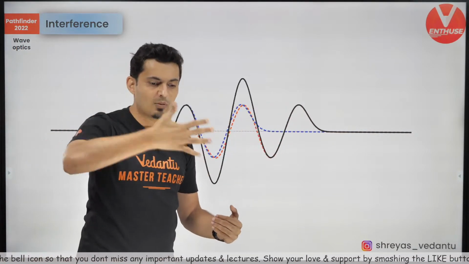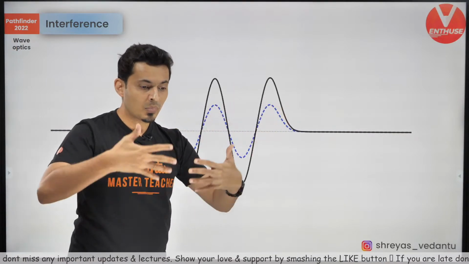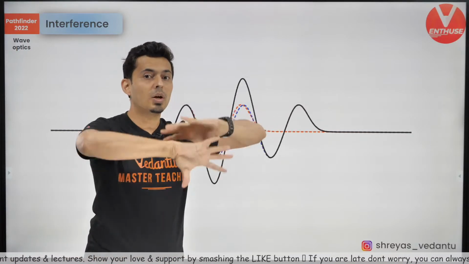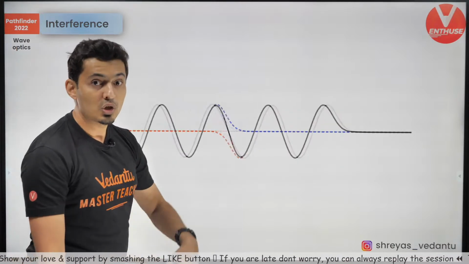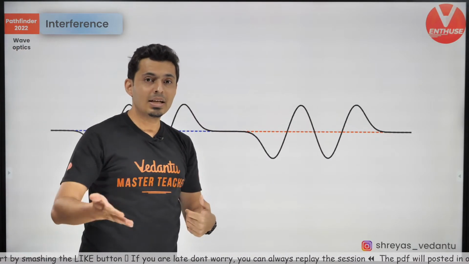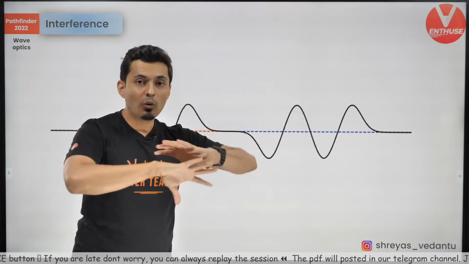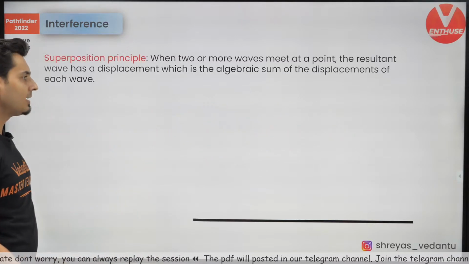So if wave number 1 comes at place 1 and the other wave also comes at the same place, each wave will add up their effects. And what you see at the meeting point is the interference. You see the superposition, superimpose, meaning you impose one wave over the other, so that what you get is the resultant wave.